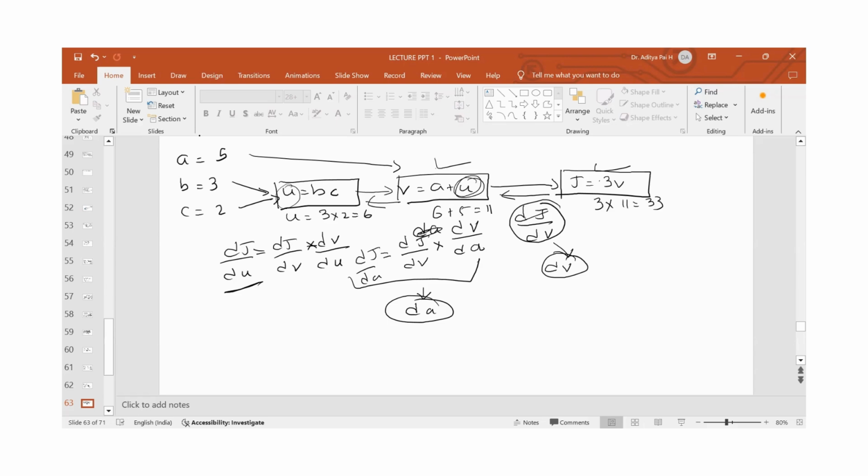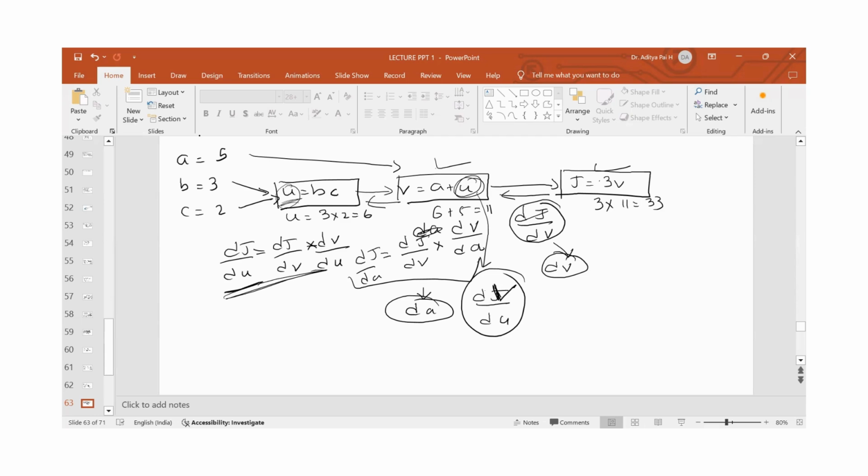So I can say that with respect to this particular thing, I want dv by du, that is changing the value of v with respect to u. So dj by dv into dv by du is nothing but dj by du.